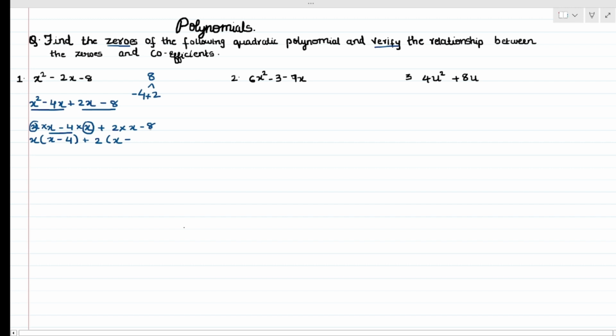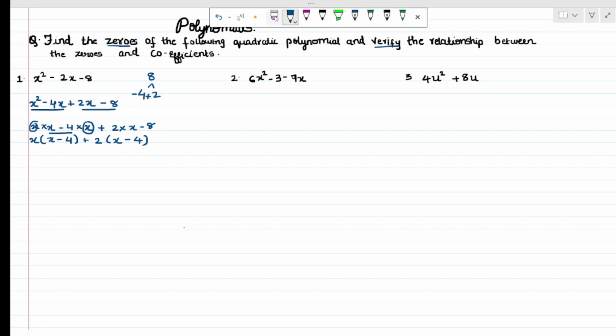We have taken 2 common, so 4 times 2 gives me 8. For better clarity, you can split your 8 as 4 into 2. So this 2 and this 2 are common, and I am left with x minus 4. So I get my two factors: x plus 2 and x minus 4.